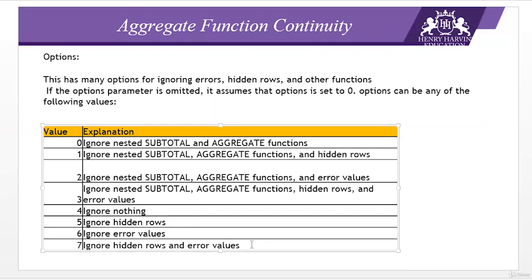So, ignore hidden rows and error values. Both the options are there. You can select that. So, ignore nested subtotal and aggregate function. All these options are there, but these are the ones which are the most used: ignore hidden rows and ignore error values.